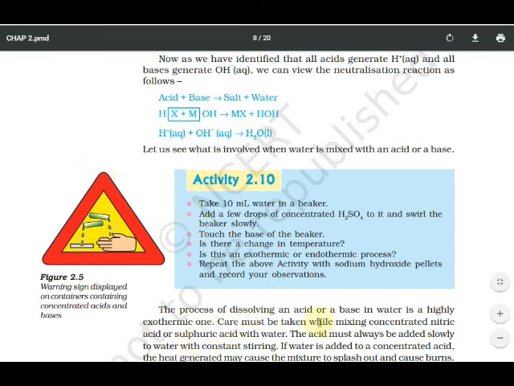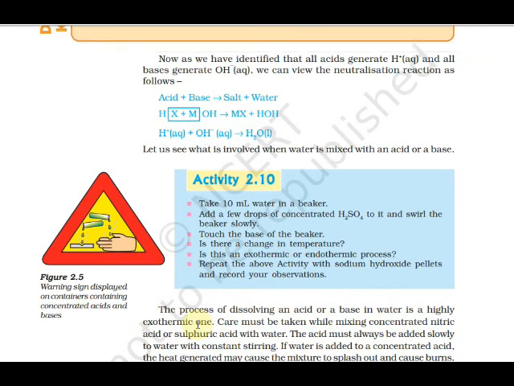This process of dissolving an acid or base in water is highly exothermic. Exothermic means we get warmth. If you touch the test tube, you feel warm. Care must be taken while mixing concentrated nitric acid or sulfuric acid with water.